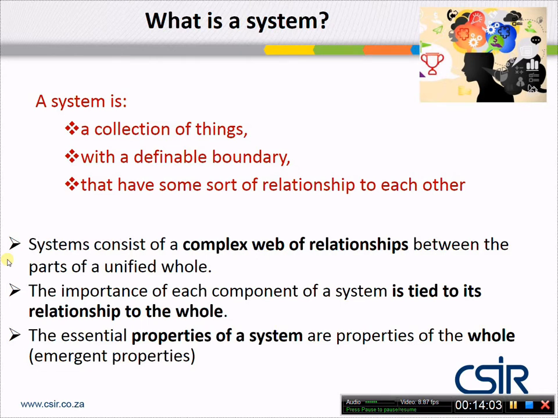So what exactly is this thing called a system? Well, a system simply is a collection of things with a definable boundary that have some sort of relationship to each other. Therefore, systems consist of a complex web of relationships between parts of a unified whole. The importance of each component of a system is essentially tied to its relationship to the whole. And lastly, the essential properties of a system are properties of the whole. Many properties of the system are emergent and cannot be ascribed or described by individual components of that system.